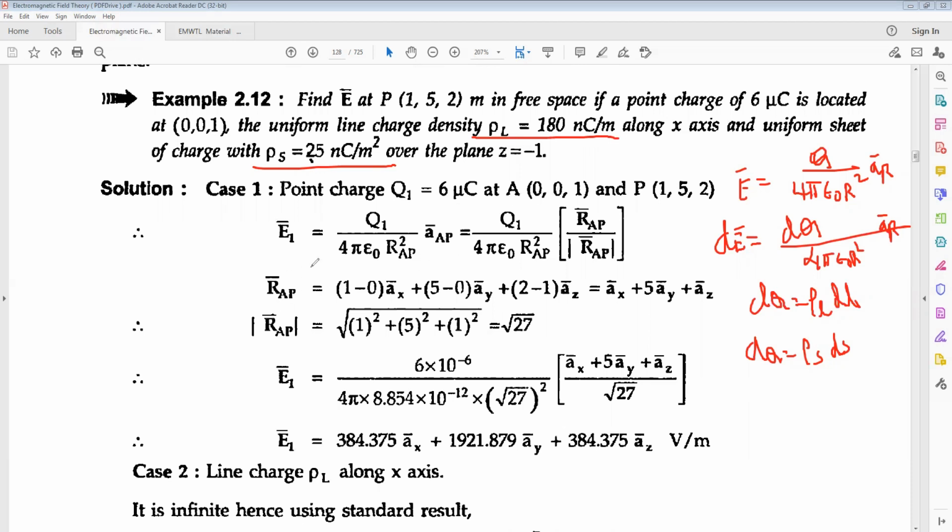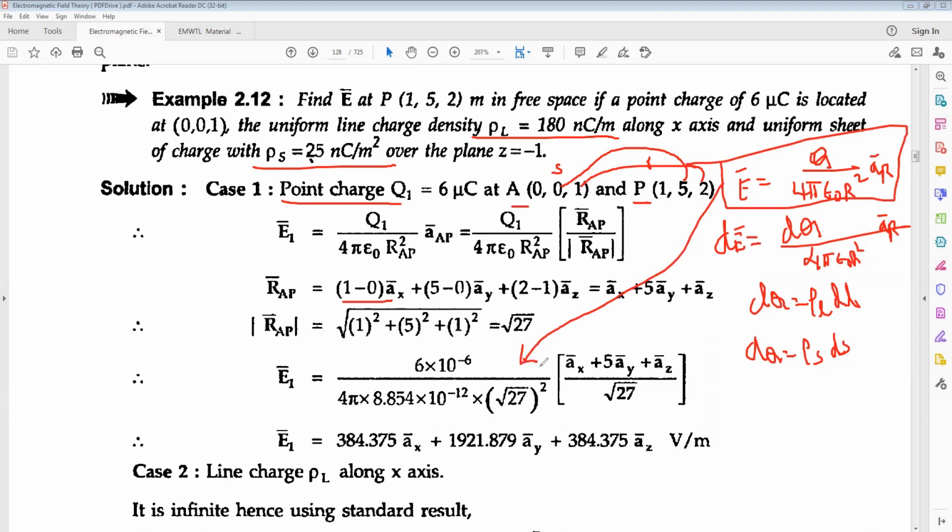Before that, you can find the R bar. R bar means the receiving end is P and the sending end is A. So (1 minus 0) AX bar, (5 minus 0) AY bar, and (2 minus 1) AZ bar. The magnitude, the square root of the sum of the squares of the coefficients, is root 27. So E bar at the point charge is 6 into 10 power of minus 6, substituted in this expression: over 4 pi epsilon naught R square, with R as root 27 whole square.